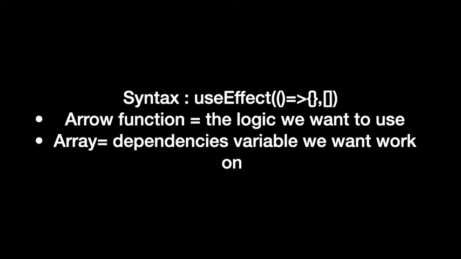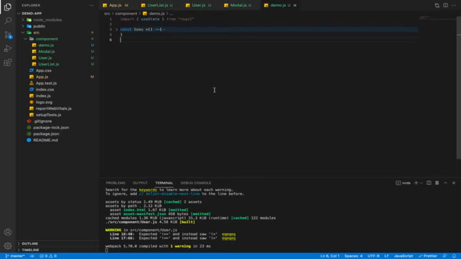useEffect consists of two parameters. One is a function. You can use a normal function or an arrow function, and the second is the dependency. In the arrow function, we add the logic we want to use, and in the dependency array, we add all the variables on which we are doing the logic. That's how we decide. Let's start from the start.